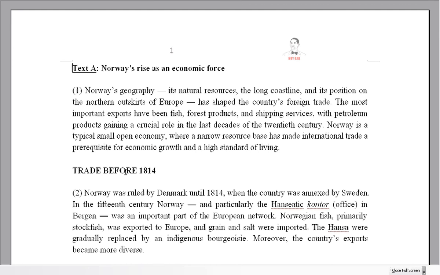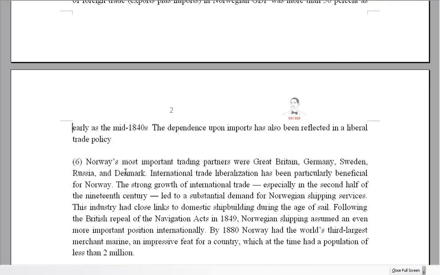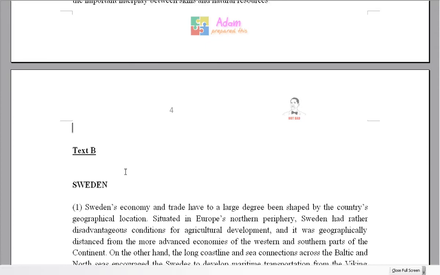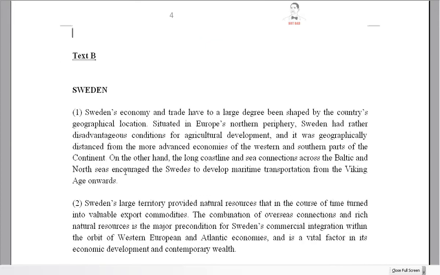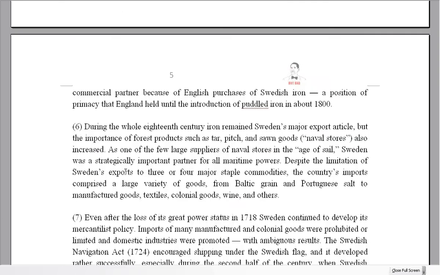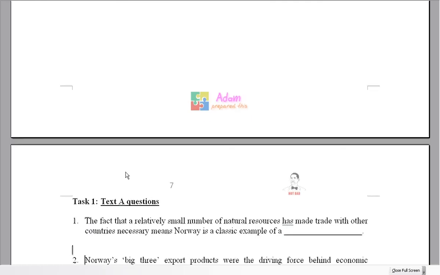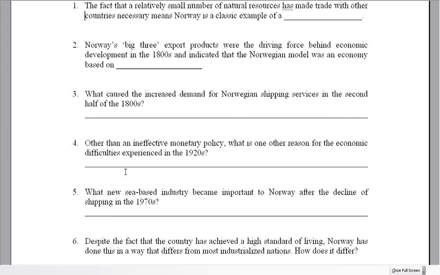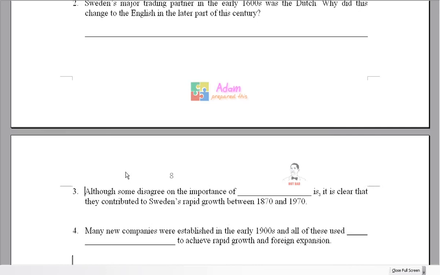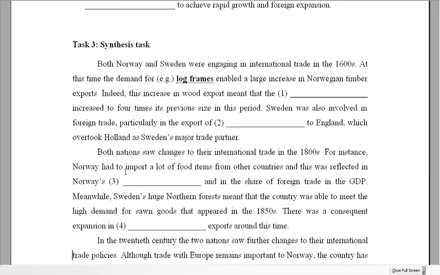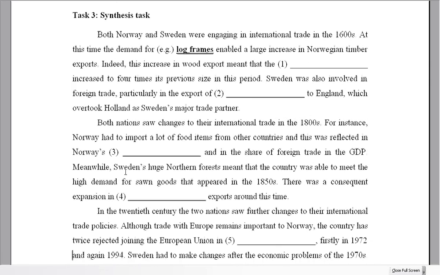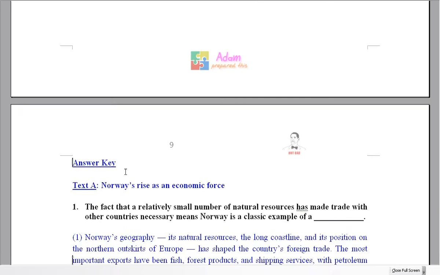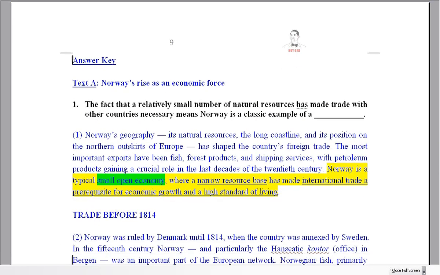Okay, so what have we got today? Well, firstly, we've got a text about Norway. Now, if we go down a bit, a text about Sweden. Okay, so we can see there's some connection between these two texts. Scandinavia, obviously. All right, so below here, we've got six questions about the first text, about Norway. Then we have four questions about the second text, and then we have the synthesis task, which is about both texts. Okay, so let's take a look at the answers.